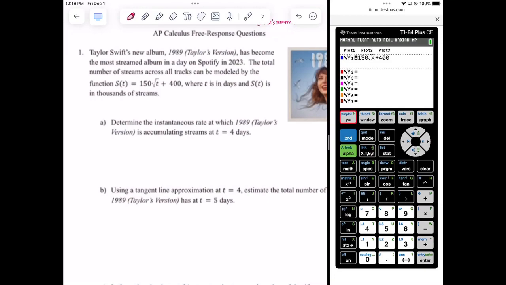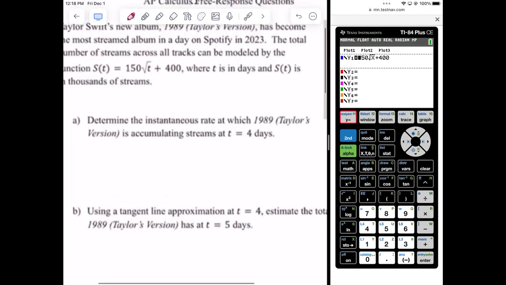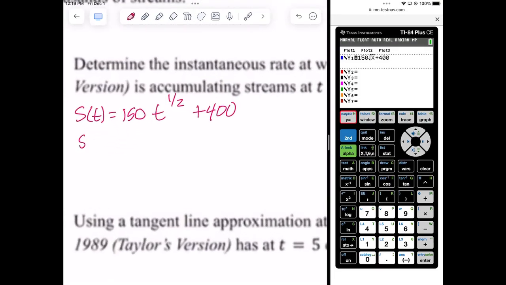Determine the instantaneous rate of change at which 1989 Taylor's version is accumulating streams at t equals 4 days. Okay, so that's just the derivative, right? If we do this without a calculator, we'll go as far as we can without a calculator, and then we'll show how to do it on the calculator. First of all, I would write S of t as 150 times t to the 1/2 power plus 400. That puts it in a power rule form.